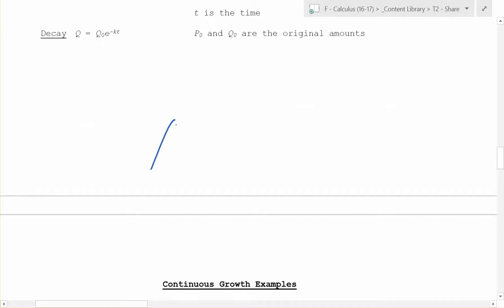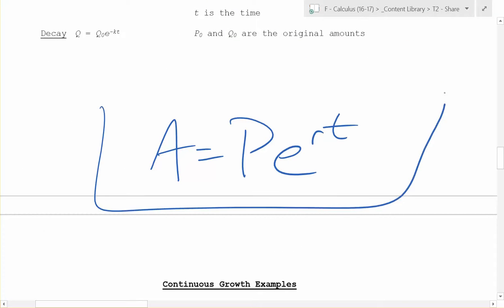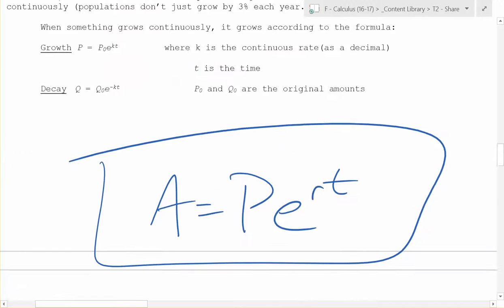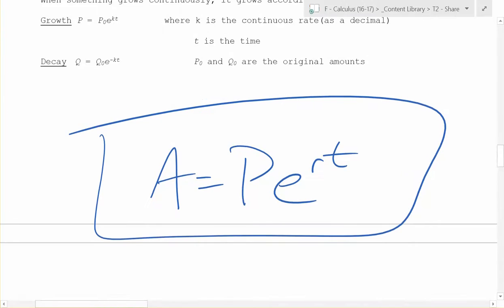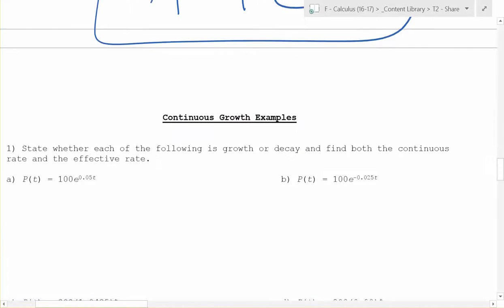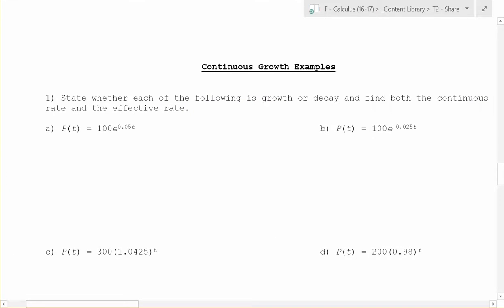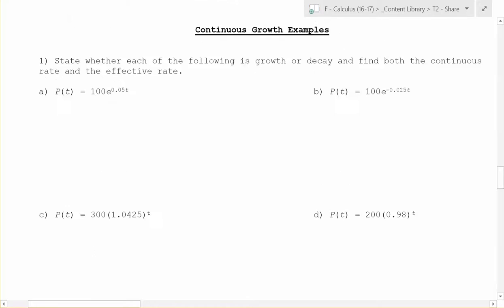How many people have seen this before? Anybody seen that before? PERT. The amount of money you have is your principal times e to the interest rate times the time. This is continuous interest. So, yeah, you could state that.